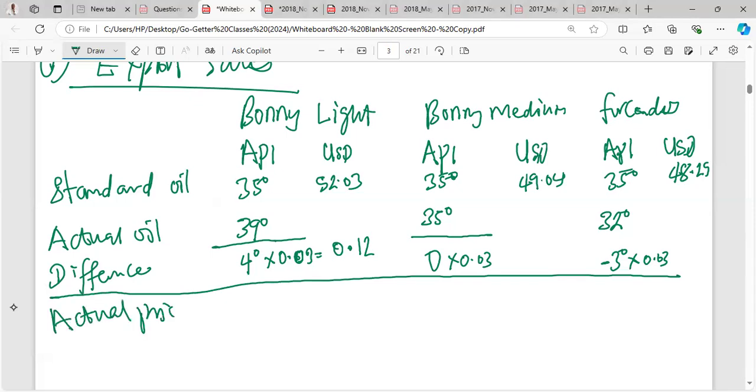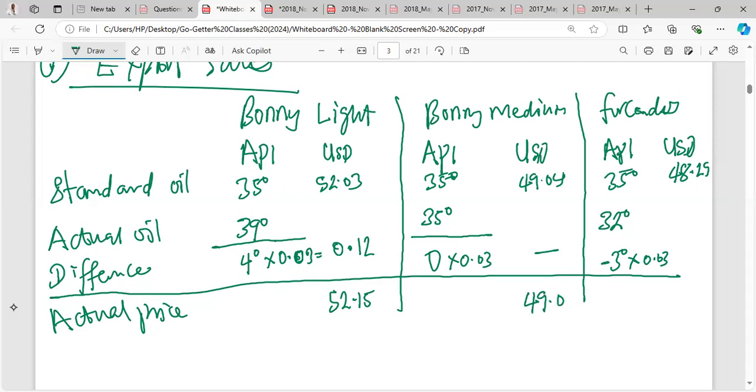So we will now say actual price will now be, you add them together. So this will be 52.15. So that's for Bonnie Light, 52.15. For Bonnie Medium, what is it going to be? This is going to be 0, 0 plus this here will still give you 49.04. So that's for Bonnie Medium.